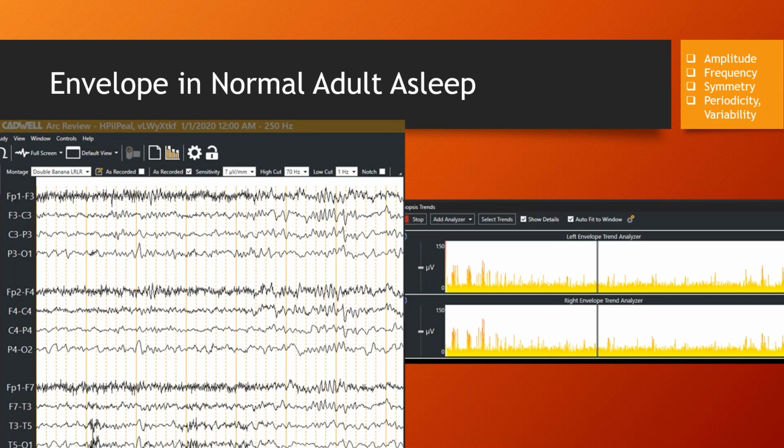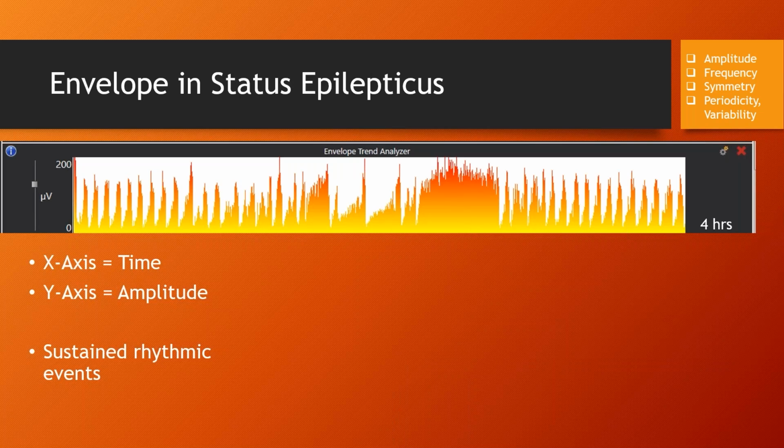And again, our assumptions here are amplitude, symmetry, periodicity. We don't really see anything particularly about frequency. So this is generally pretty unremarkable. So what do we use the envelope trend for? Well, envelope trend is a good one for looking at seizures.